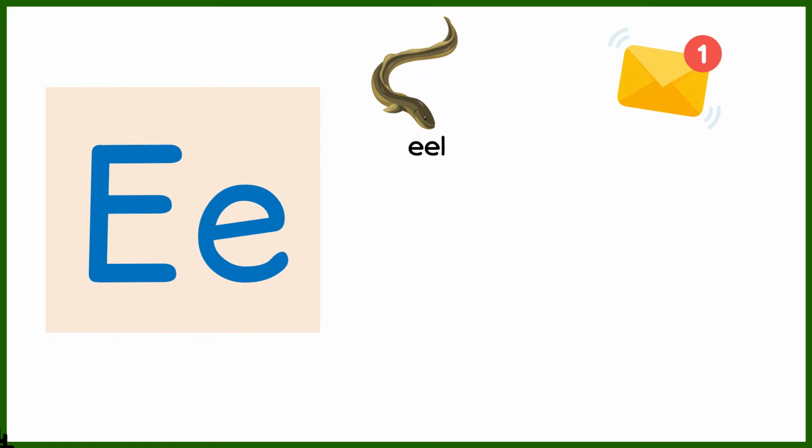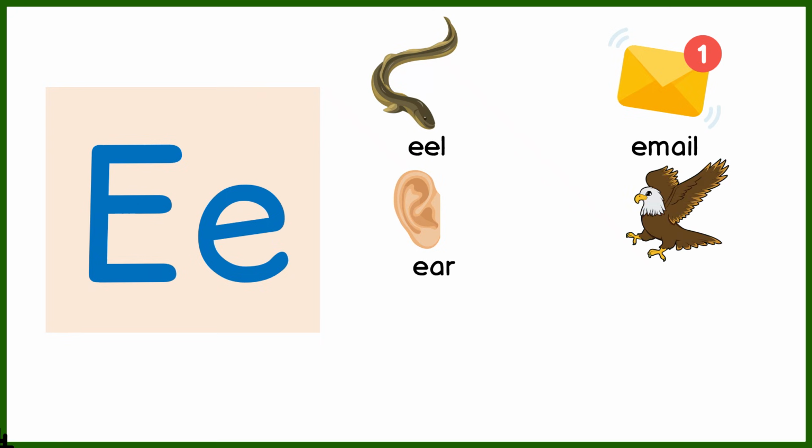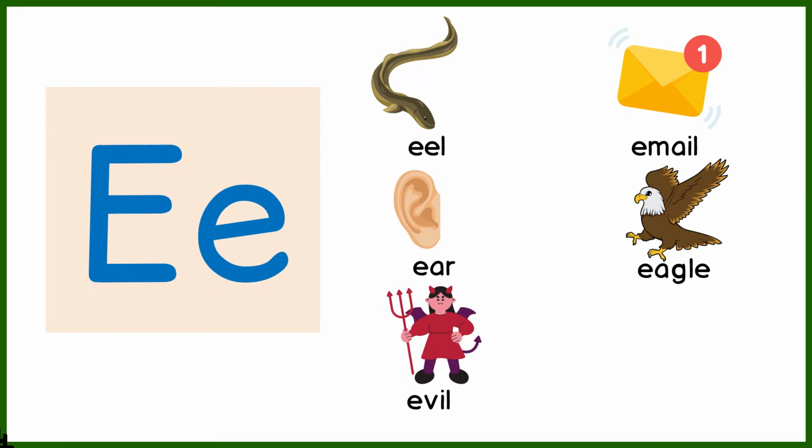Another sound of vowel E is E. Long sound E. Same sound as you pronounce the letter. For example, E. Eel. E. Email. E. Ear. E. Eagle. E. Evil. E. Evening. E.